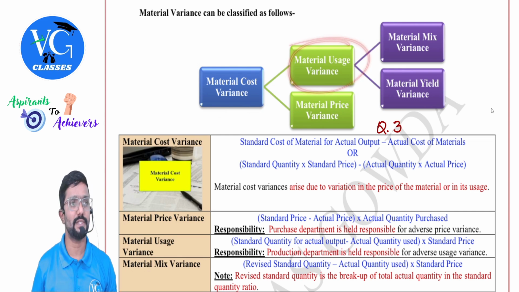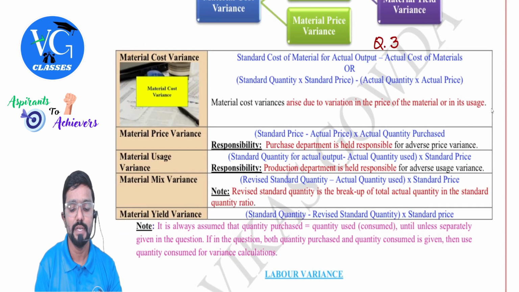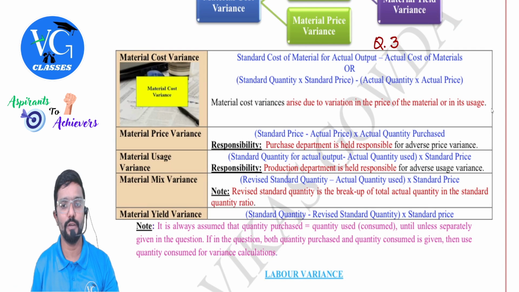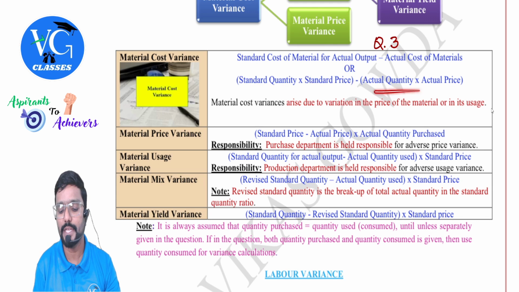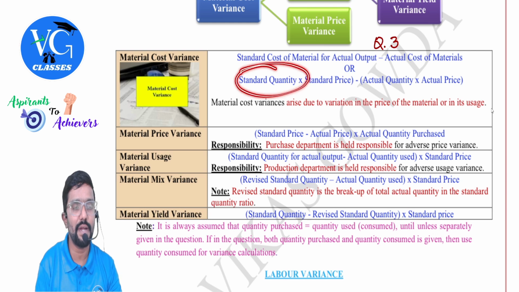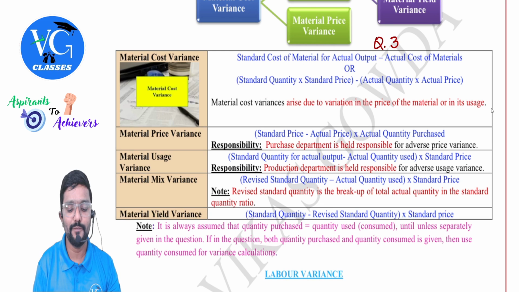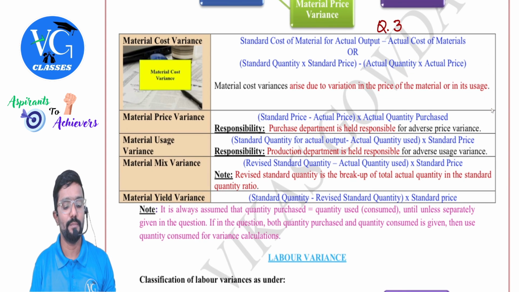What is the formula for this? Okay, first material cost variance, let us discuss, which we have already finished. Standard cost of material for actual output minus actual cost of materials, which is nothing but, how do I get standard cost, sir? Standard quantity into standard price minus actual quantity into actual price. And please be careful, guys. Standard quantity should always be for actual. Okay. And if there is any variance, it will be either due to price or usage. Now we have two formulas for it: price and usage.